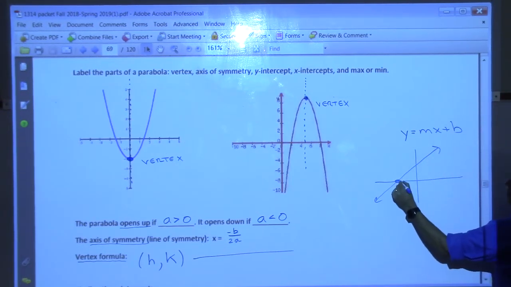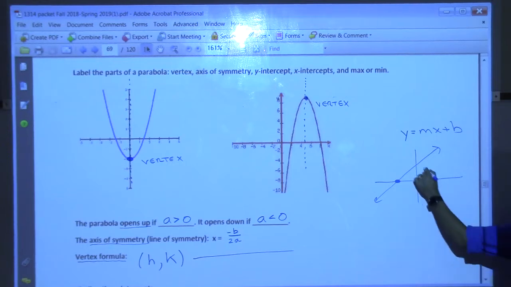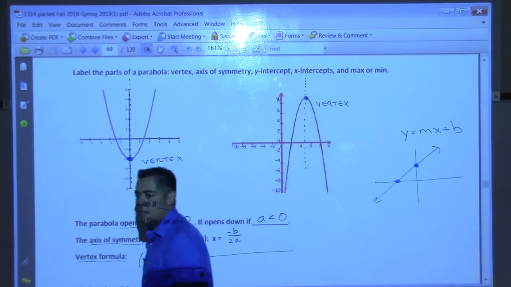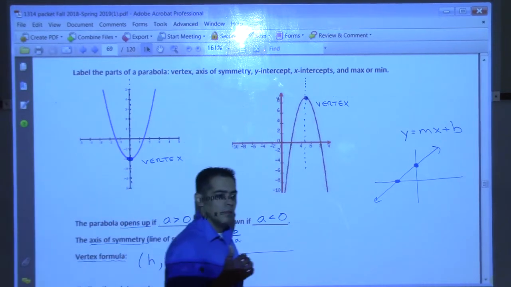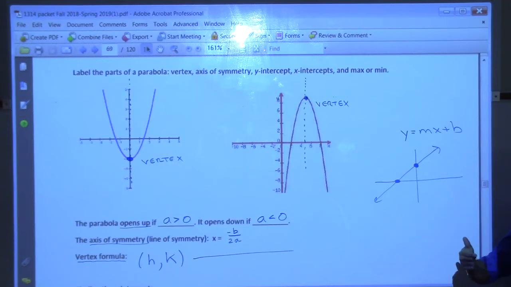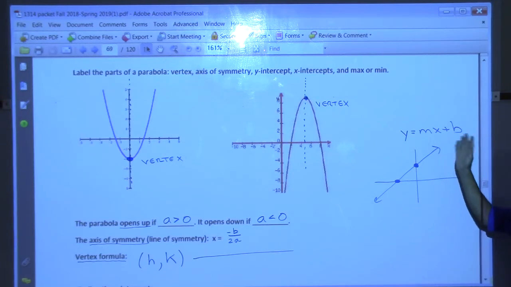What was this point right there called on a line? The X-intercept. And what was this point called? The Y-intercept. Do you remember how you find the X-intercept for a line? Set what to 0? You set y to 0 and you solve for x. That's what we would do, right? Okay, so that's what we did.